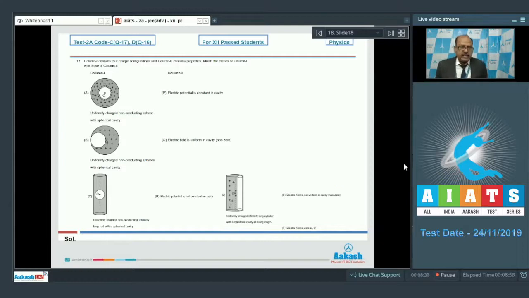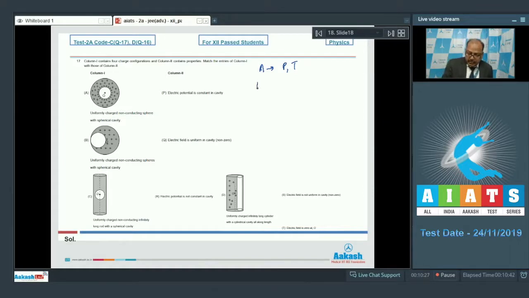So let's look at entry A first in column 1. The uniformly charged non-conducting sphere with spherical cavity. Now we know that the electric field is 0 inside this spherical cavity. Potential is constant. So for A, the correct match is P and T. The electric potential is constant in cavity and electric field at point O is 0.